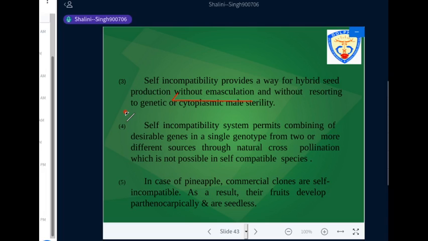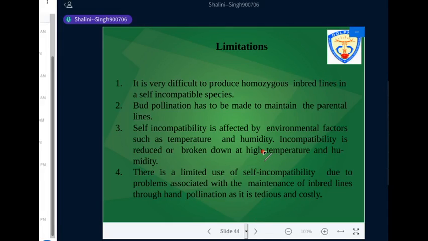Self-incompatibility system permits combining of desirable genes in a single genotype from two or more different sources through natural cross-pollination, which is not possible in some self-compatible plants. In case of pineapple, commercial clones are self-incompatible. As a result, their fruits develop parthenocarpically and these are seedless.